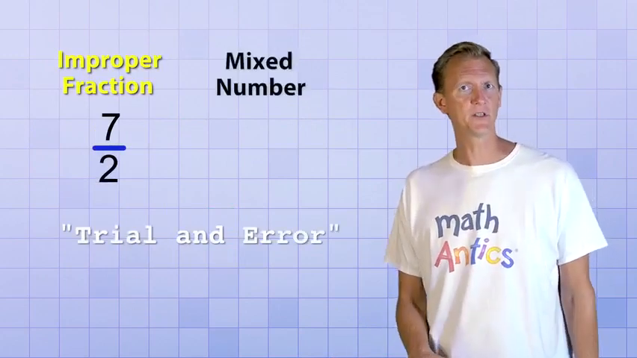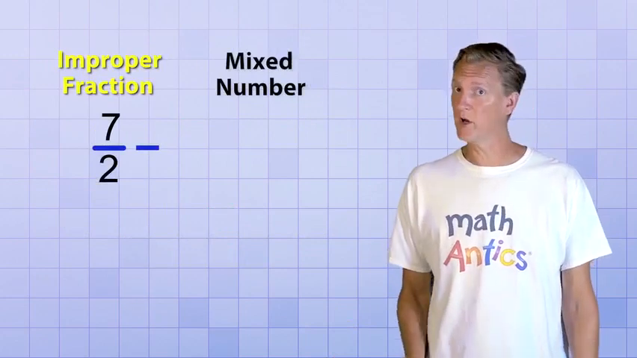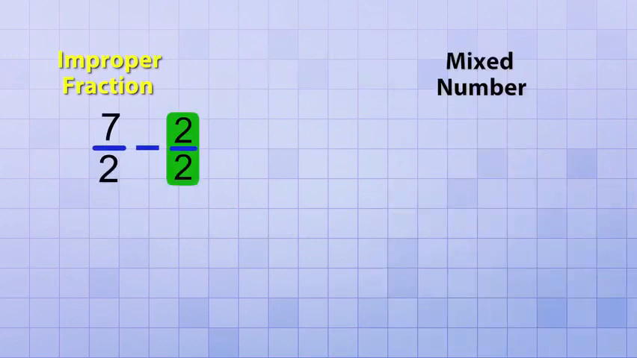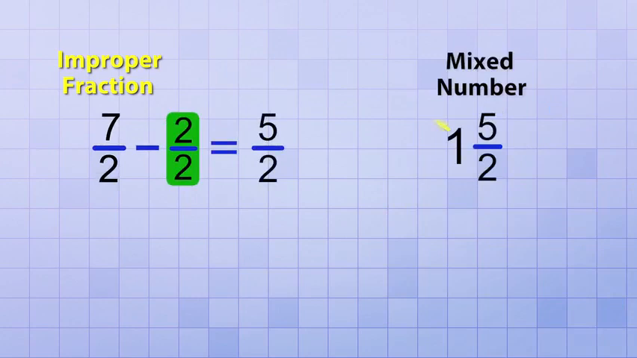To see what I mean, let's try converting the improper fraction 7/2 into a mixed number using a little trial and error. First, let's try subtracting out just one whole fraction. 7/2 minus 2/2 equals 5/2. That means we can write 7/2 as the mixed number 1 and 5/2, since we subtracted out one whole fraction and had 5/2 left over. And even though that's true, it's bad form because 5/2 is still an improper fraction, which means that there's at least one more whole fraction hiding in there that we could have subtracted out.